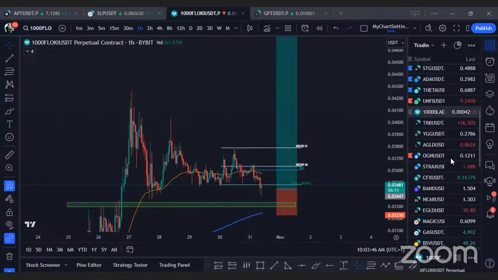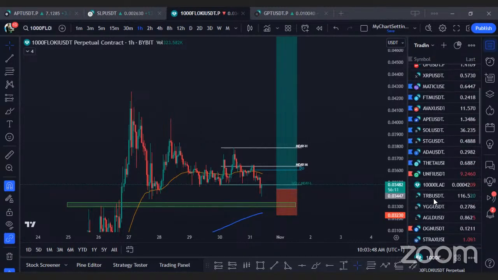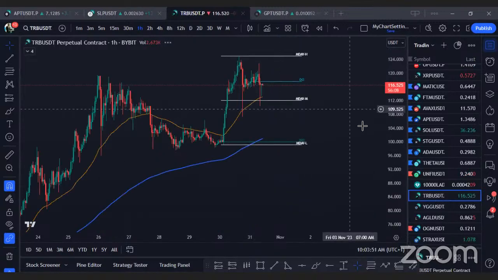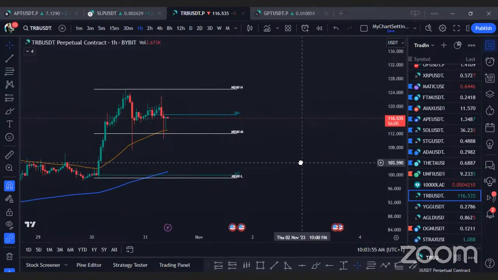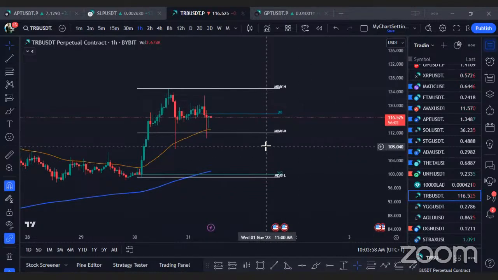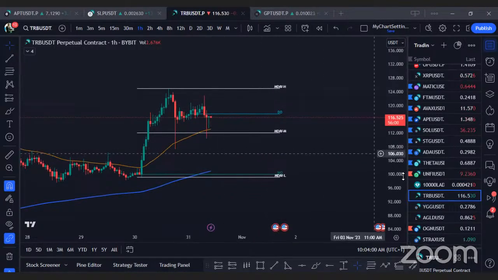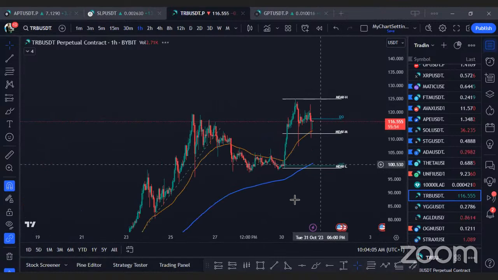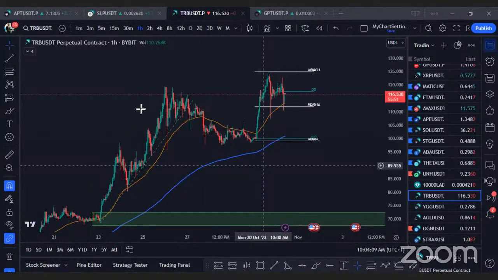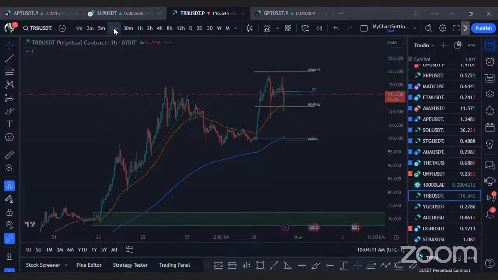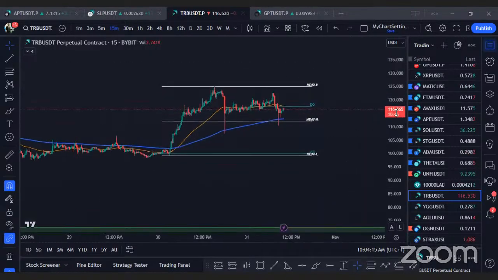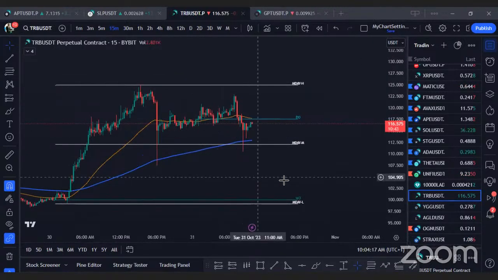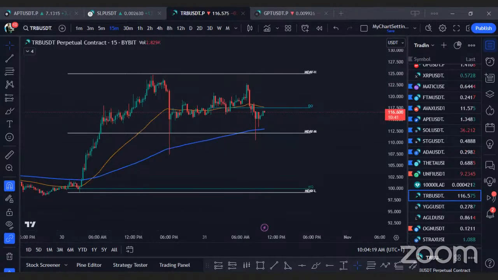For TRB, TRB didn't get down to where I expected it to go. There is no long on TRB yet. If you want to long TRB, you can go ahead, but I'm not going to long TRB now. I want to see it weaken down a bit before we start looking. I'm not longing TRB now, so if you want to long TRB, go ahead. I'm not on TRB.